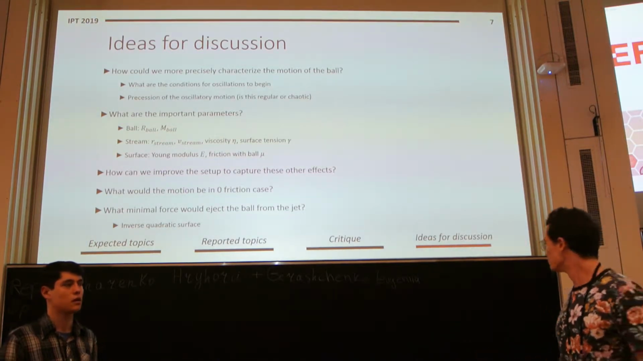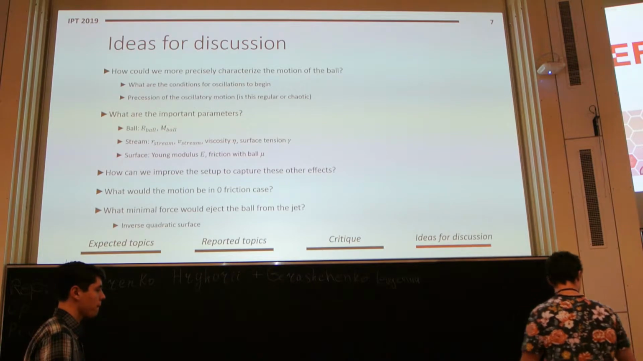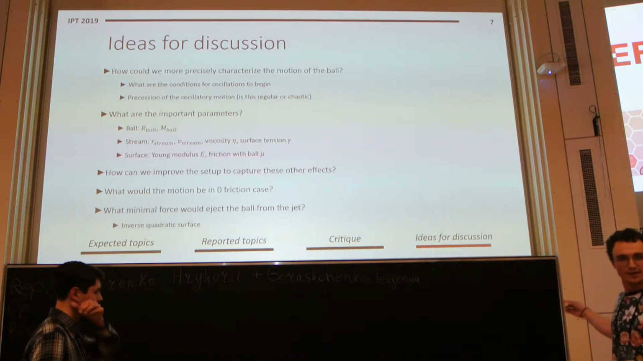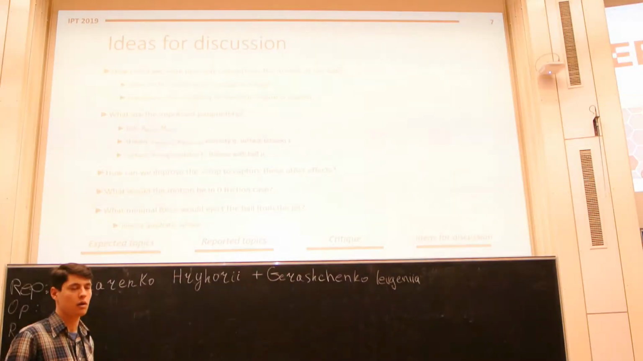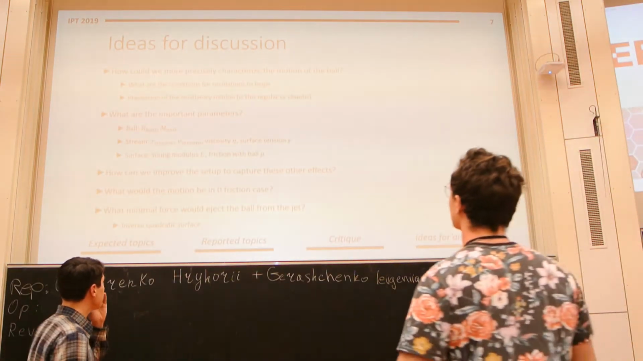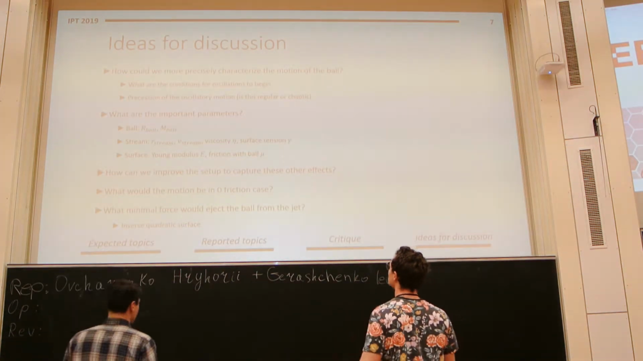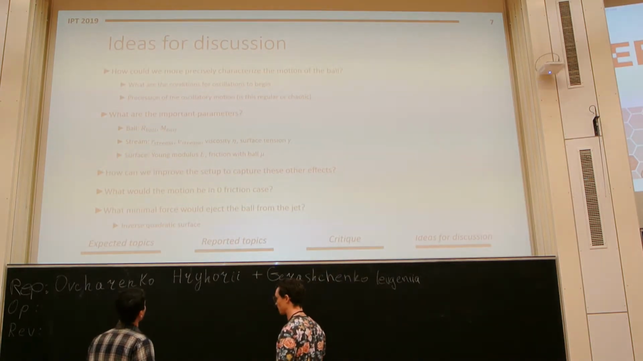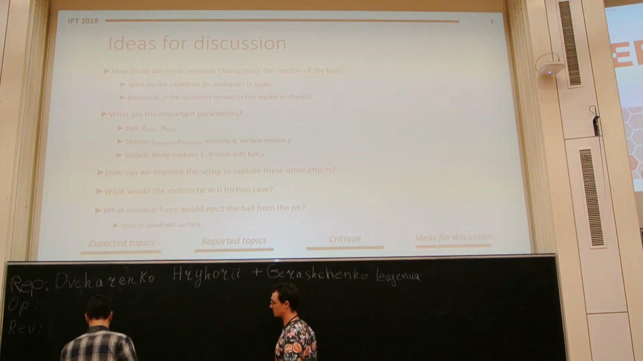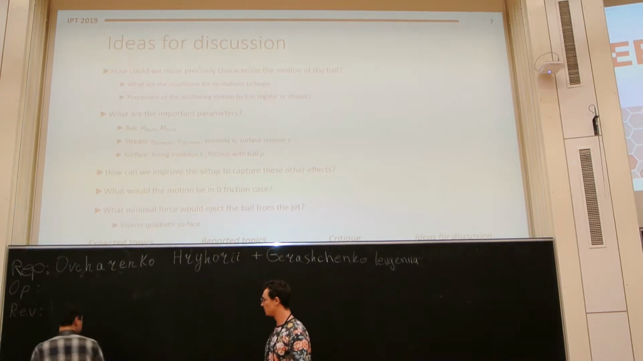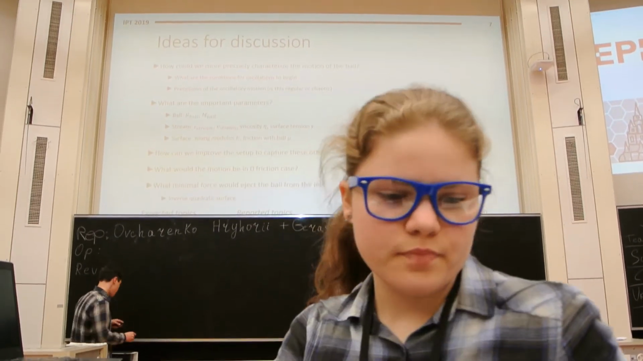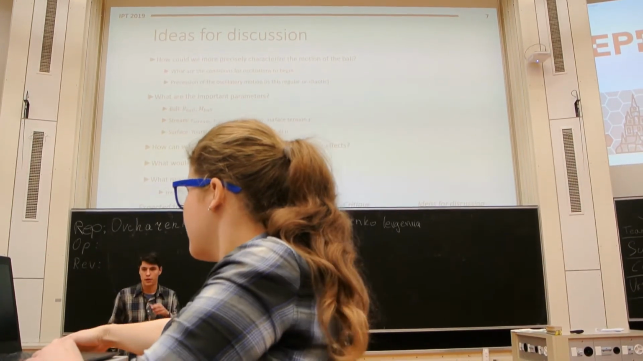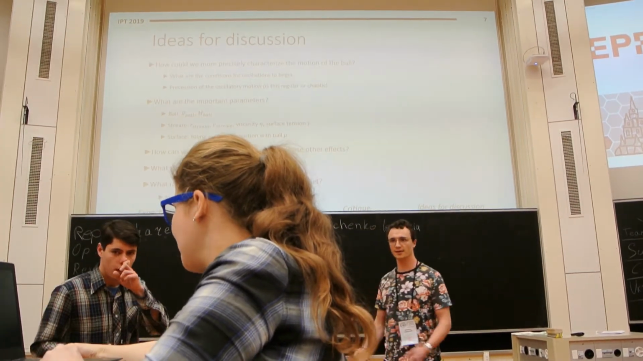Okay, I guess we'll start the discussion. So could we treat this first part? What are the conditions for us to actually begin to see oscillations? What does the ratio between the jet radius and the ball radius have to be? We investigated this in our problem. We will show it right now.